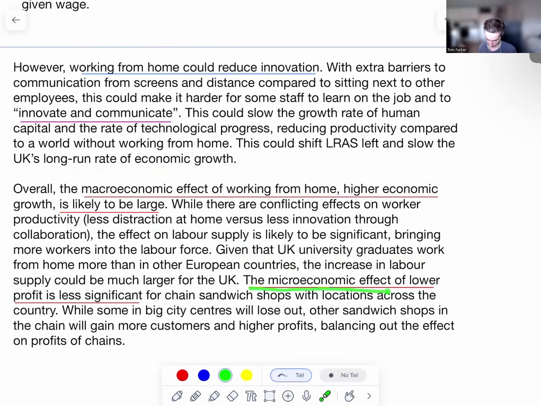The micro effect of lower profit is less significant for chain sandwich shops, which have locations across the country. And while some of the shops in the chain will lose out in the city centre, other sandwich shops in the chain will gain more customers and higher profits where they're outside the big cities with lots of offices, balancing out the effects on profits of these chains.